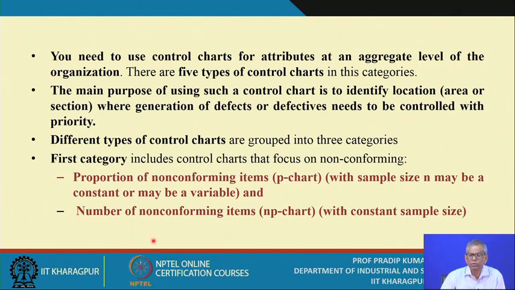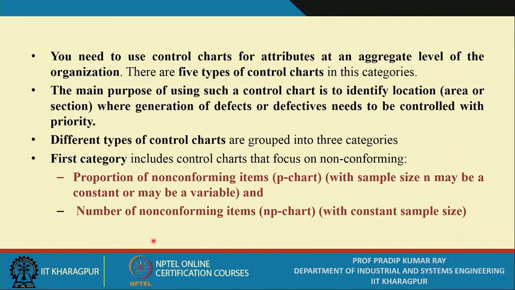Now you need to use control charts for attributes at an aggregate level of an organization. There are different levels. You have the strategic level, the top management level, in the hierarchy of organizations. Next is the middle management level, and then the third level is the operations level. At the operations level you could have several departments. Under each department there could be several sections. Under each section there could be different work zones or work areas, and in each work area there are processes. So the process is what we say all the time, the process control and all.